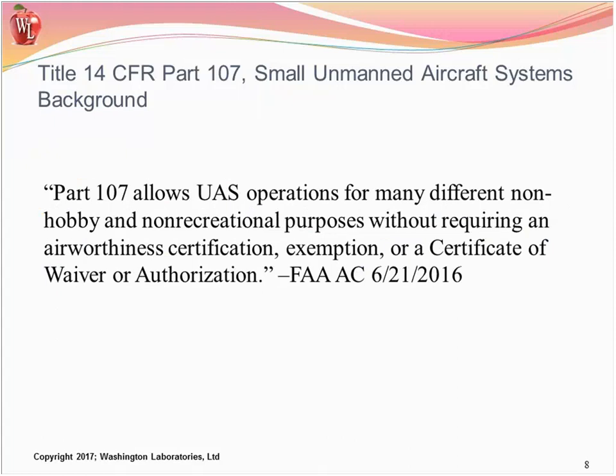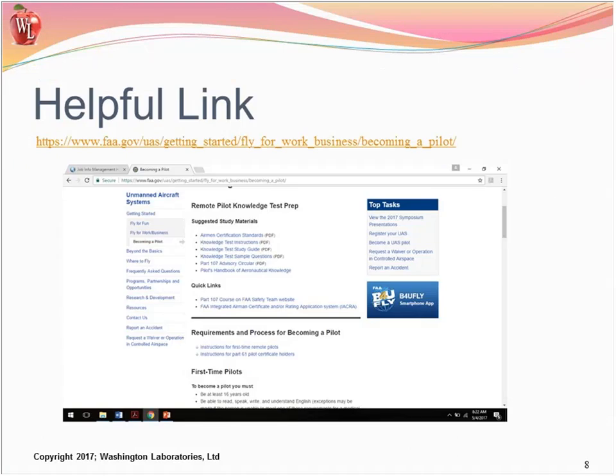So here's the helpful link where you can find all the PDFs and the study guide and the advisory circulars that are going out. It's www.faa.gov/UAS/getting-started/fly-for-work. And there you'll find all your information and where to actually go and take these tests and how to apply for the 8071.